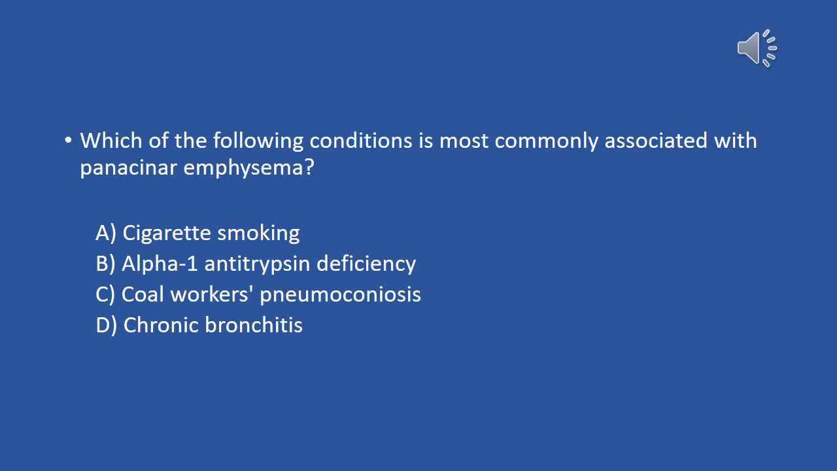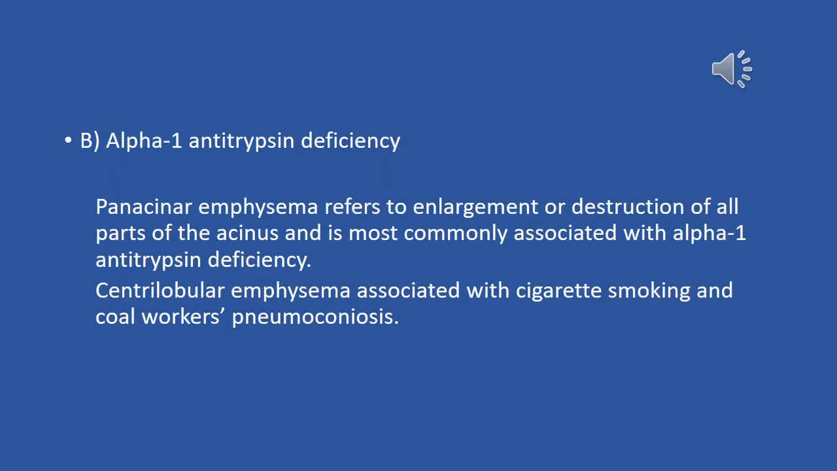Which of the following conditions is most commonly associated with panacinar emphysema? A. Cigarette smoking. B. Alpha-1 antitrypsin deficiency. C. Coal workers' pneumoconiosis. D. Chronic bronchitis. Answer B. Alpha-1 antitrypsin deficiency.